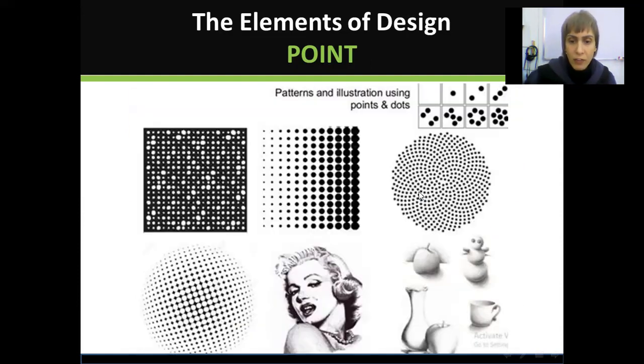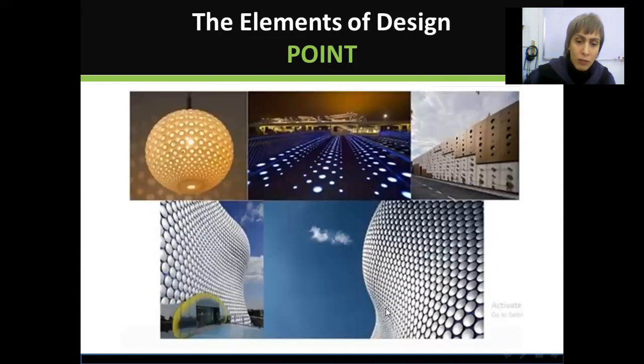So here are other designs. These are two-dimensional designs, illustrations. These are three-dimensional designs that employ the element point. This is actually architectural elements, and this is a product here, a lamp. And here, this is actually an architectural building. So you can see it can be applied in real designs, okay, 2 or 3 dimensional.